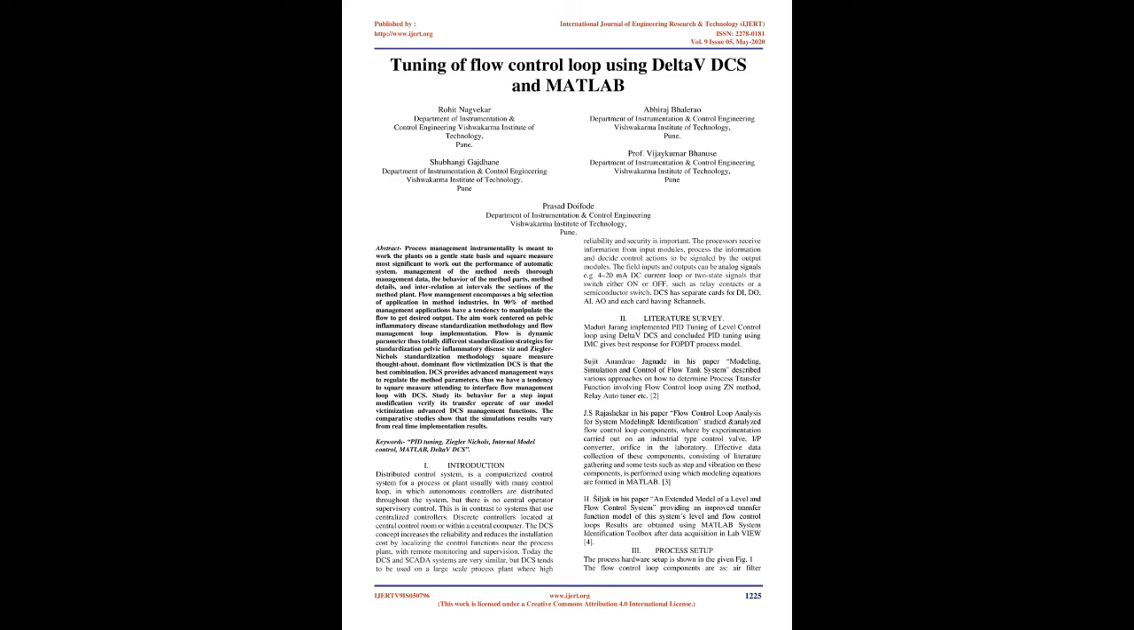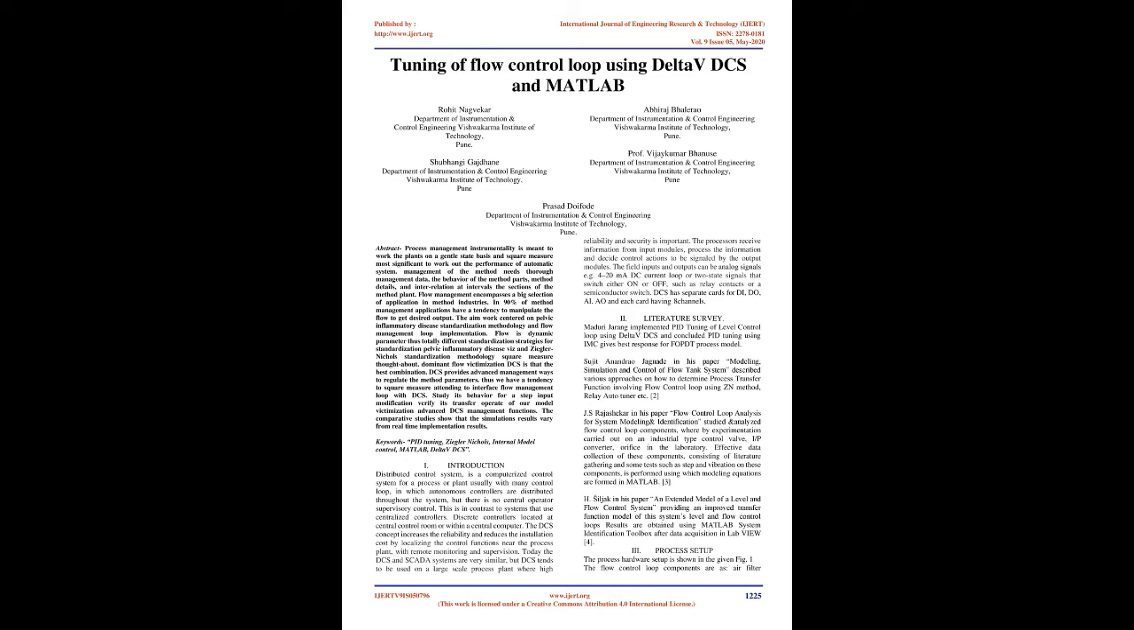Abstract. Process management instrumentality is meant to take information from input modules, process the information, work the plant on a steady state basis, and decide control actions to be signaled by the output. Most significant is to work out the performance of automatic modules. The field inputs and outputs can be analog signals.